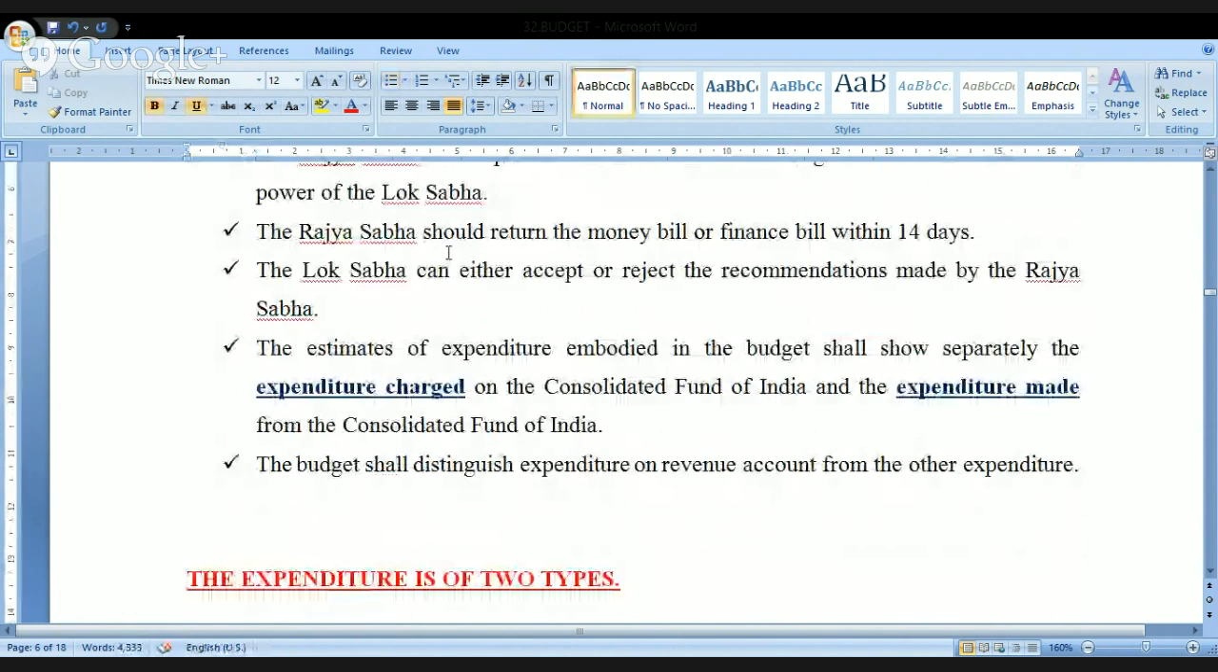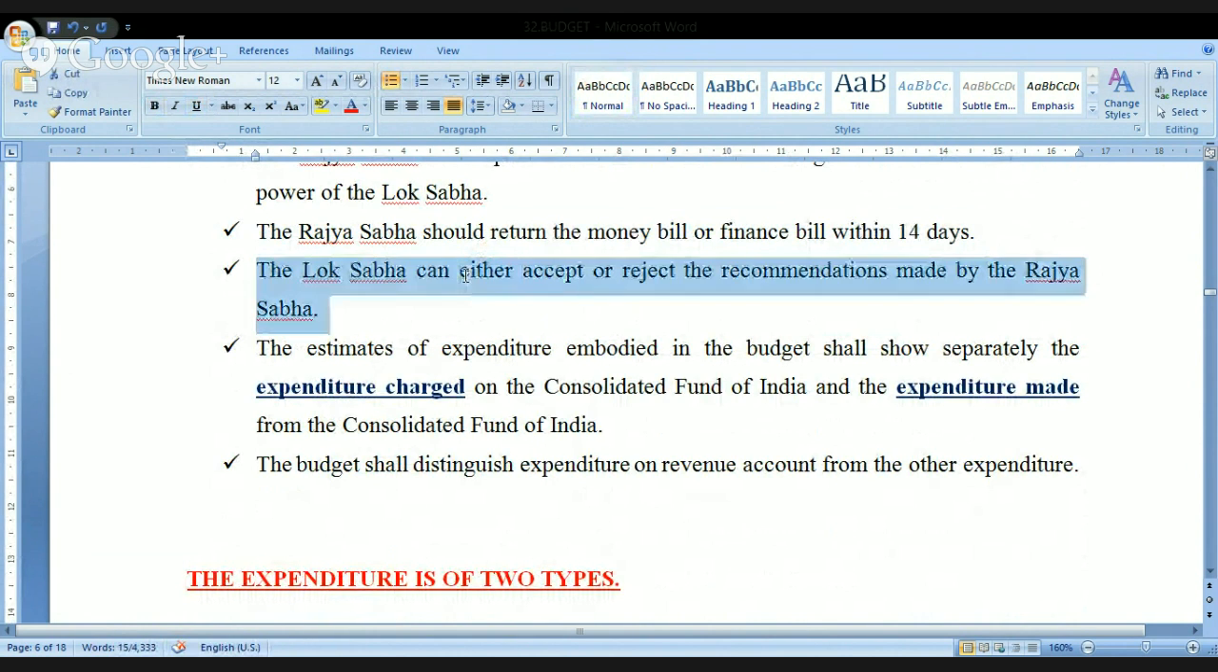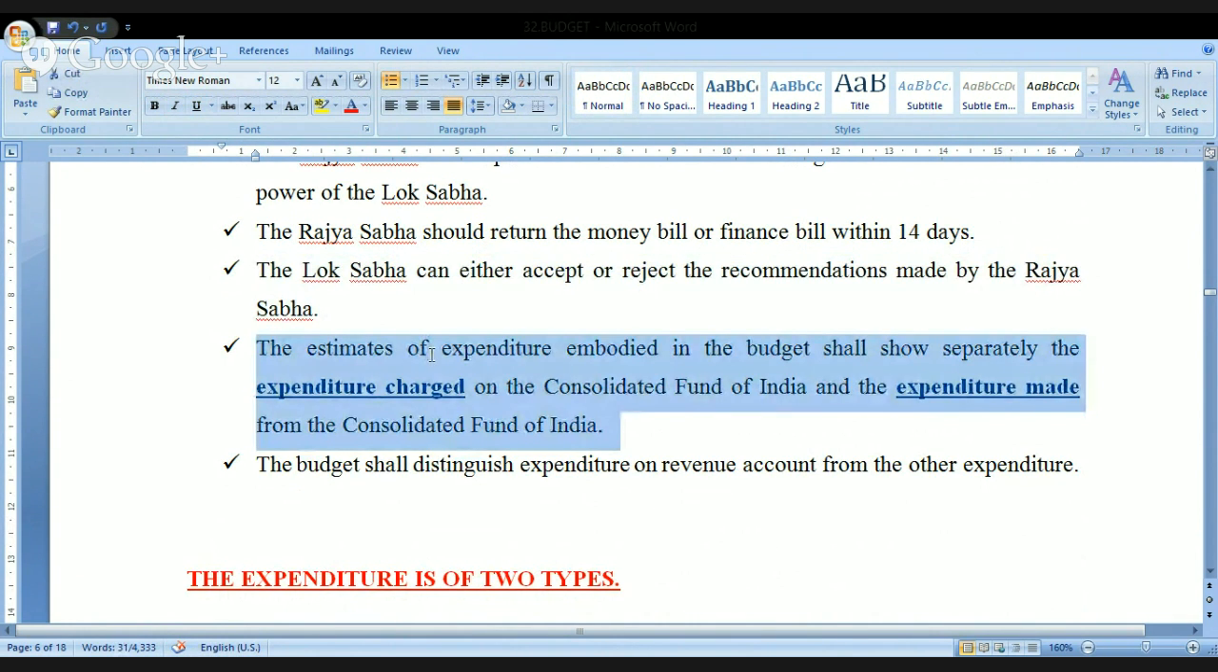The Rajya Sabha should return the money bill or finance bill within 14 days. Again, we know these points. Lok Sabha can either accept or reject the recommendations made by the Rajya Sabha. And the estimates of the expenditure embodied in the budget shall show separately the expenditure charged on the Consolidated Fund of India and the expenditure made from the Consolidated Fund of India.